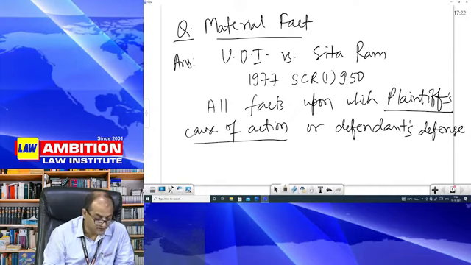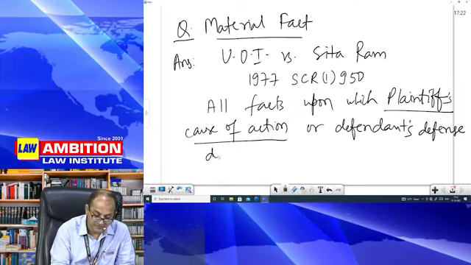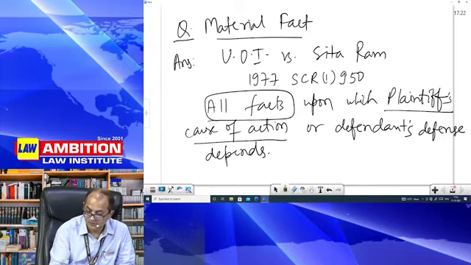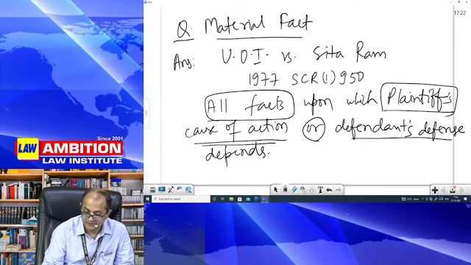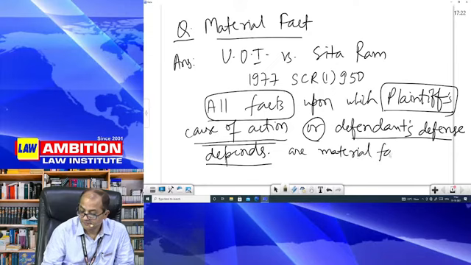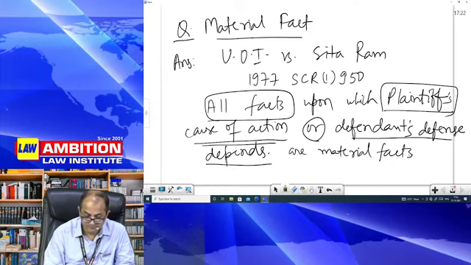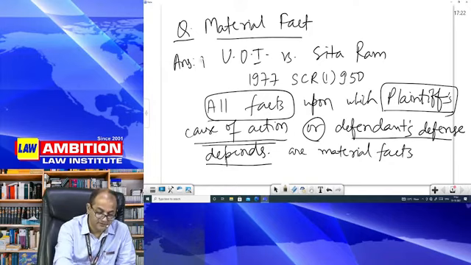Or defendant's defense depends. All facts upon which plaintiff's cause of action or defendant's defense depends are material facts. This is one case.